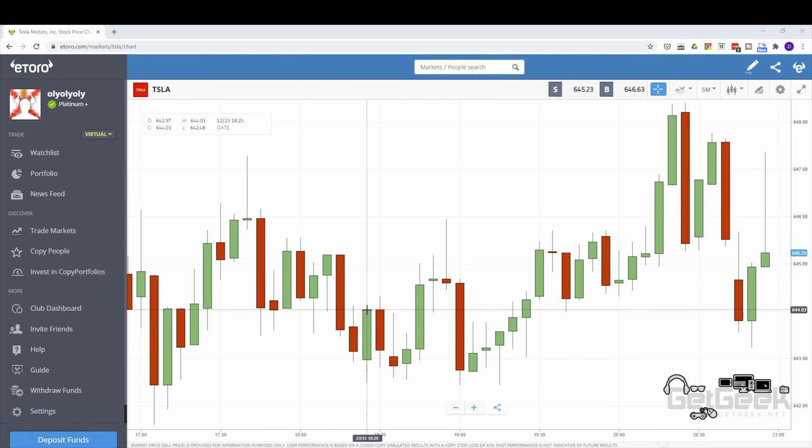So if there's little or no wicks like this here, then it indicates that the opening or closing price, depending if it's a red or a green candle, was the same or very near to the highest or lowest point. So if we look there, that says the high was 644.03 and the close was 644.03.